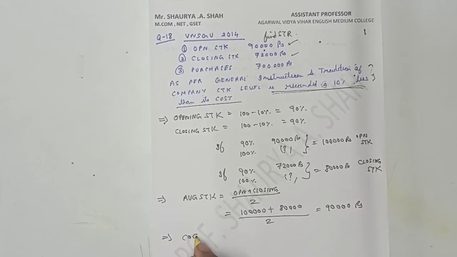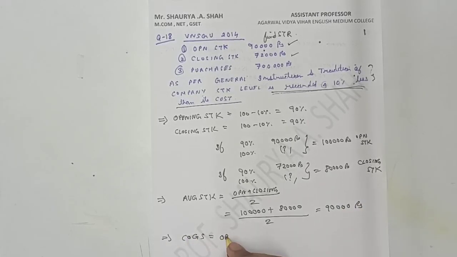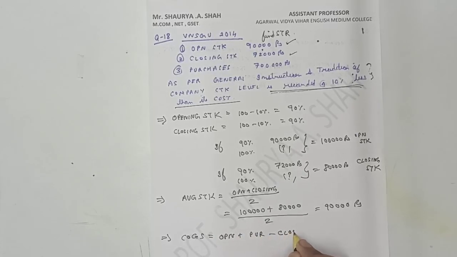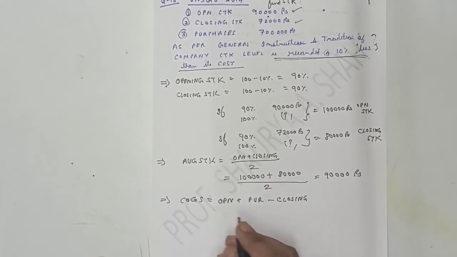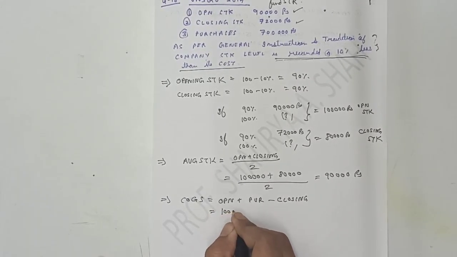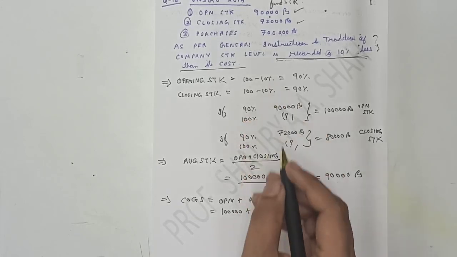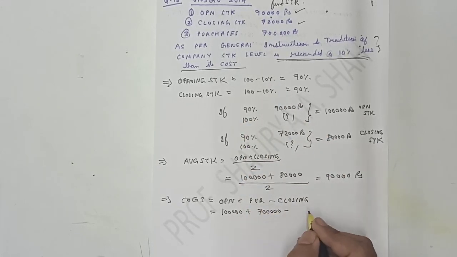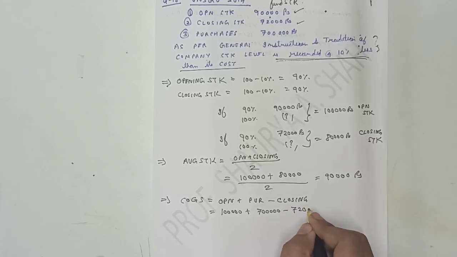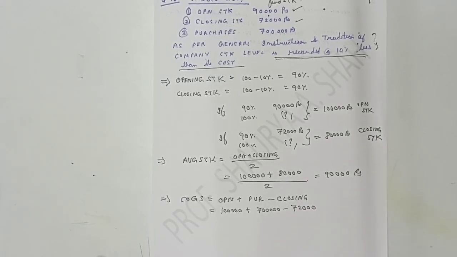You need to find out cost of goods sold also. What is cost of goods sold? Opening plus purchase minus closing stock. Opening is 1 lakh plus purchase is your 7 lakh minus closing stock is 72,000, right? So what I'll get is the answer of material consumed, right?